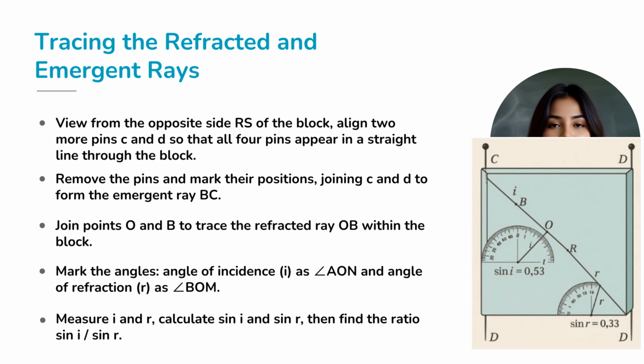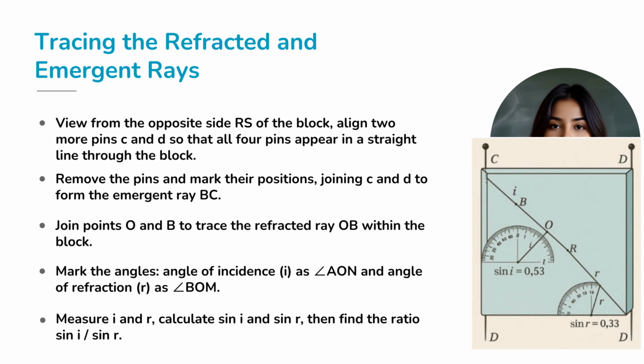Now comes the exciting part, tracing the emergent ray. Standing on the other side, at face RS, we look through the block and align 2 more pins, C and D, so that all 4 pins appear perfectly in a straight line. This ensures we are sighting along the actual path of the refracted ray. Once the alignment is perfect, we remove the pins and mark their spots. By joining C and D, we get the emergent ray BC.